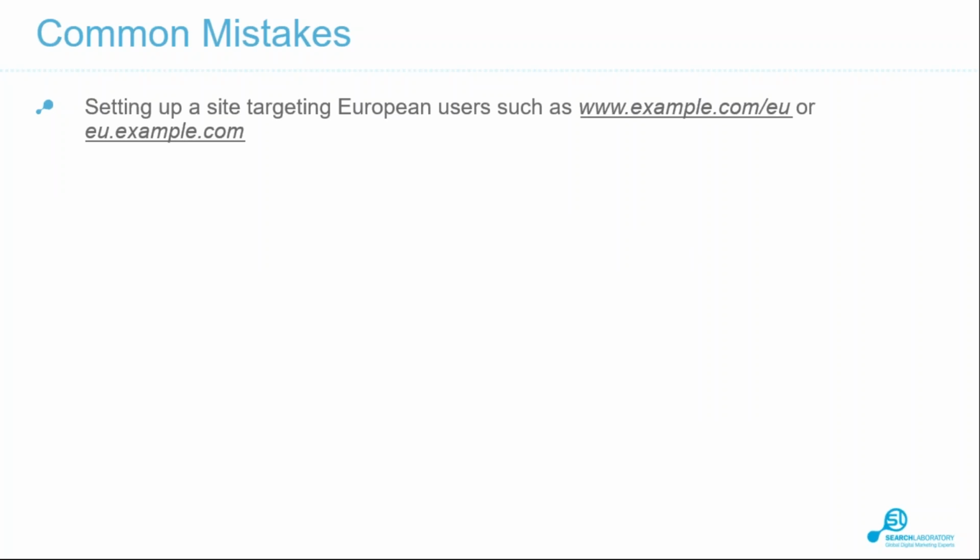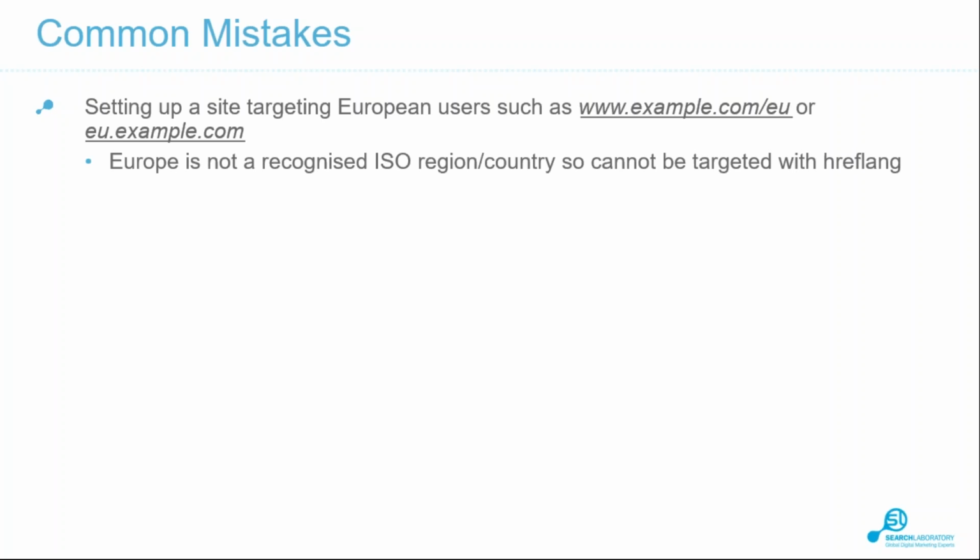Another common mistake that we see, which is quite popular in terms of structuring and implementation, it makes it very difficult to manage from an SEO point of view. This will be setting up a website that targets, in this example, European. However, it could be any region around the world, continental or specific regions that cover multiple countries, example.com/EU or eu.example.com. Europe is not a recognized ISO region or country, so we can't target this with hreflang code.